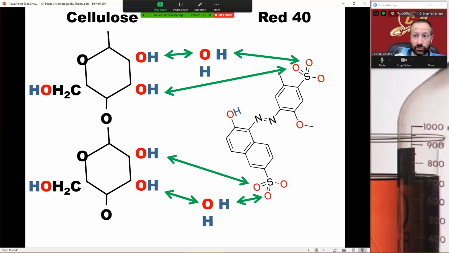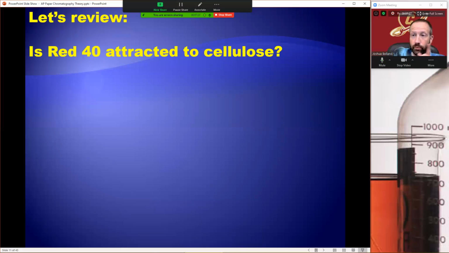And that's actually good news. This is the situation we want, where what we're trying to separate can stick to both the stationary phase and the movable phase. Now this alone does me no good, but we're going to see what good it can do in just a moment. But before I move on, let's review.